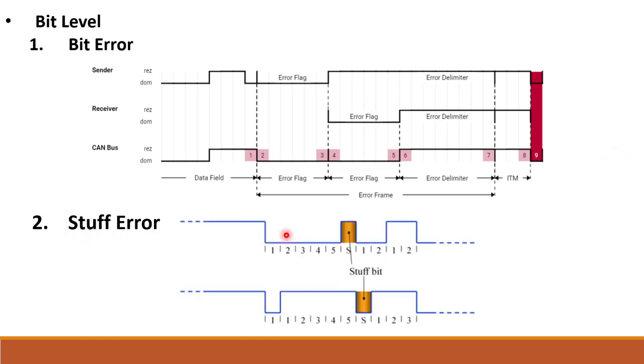Here, for example, my sender is sending five continuous dominant bits. The sixth bit will be inverted, as per the CAN protocol. For example, if I am sending five continuous zeros, five dominants, then the sixth bit will be inverted. Similarly, if I am sending five ones, five recessive bits, then the sixth bit should be inverted. This will be stuffed, added during the transmission.